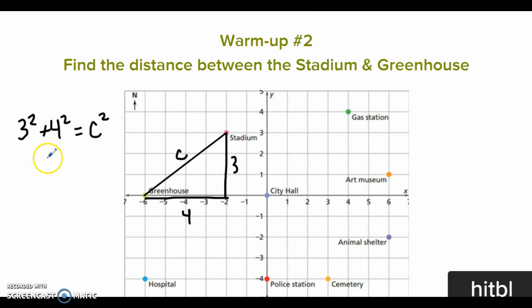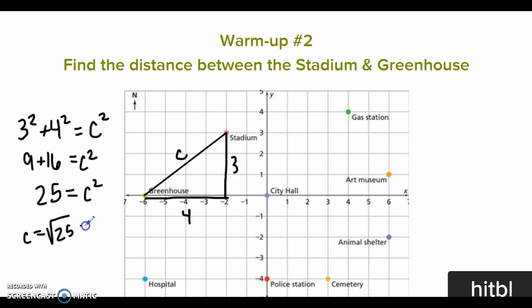Okay, so we solve that and we end up with 9 plus 16 equals c squared. Okay, and we continue, we get 25 equals c squared, and then remember the last step is always to square root. So c ends up being the square root of 25, which we know is 5. So our distance from the greenhouse to the stadium ends up being 5. So c equals 5.